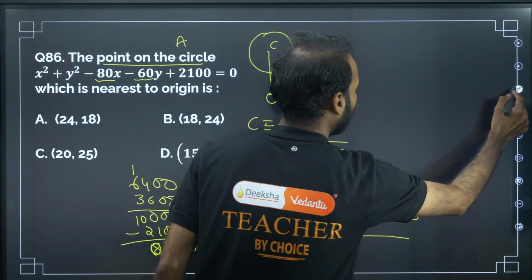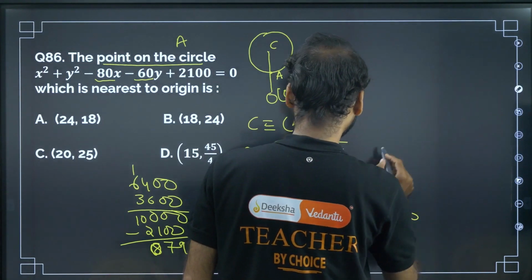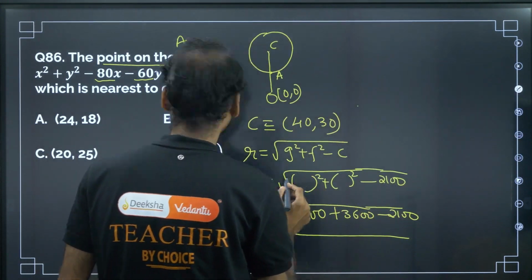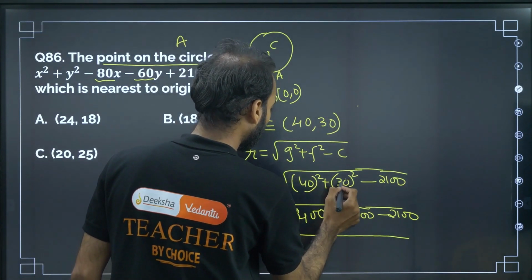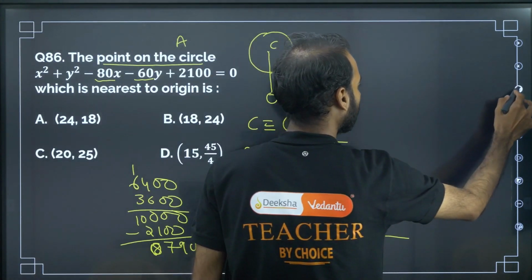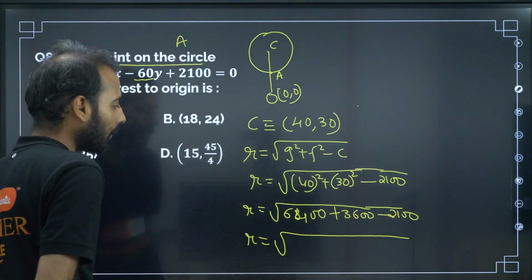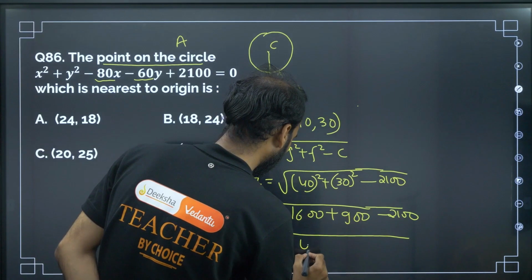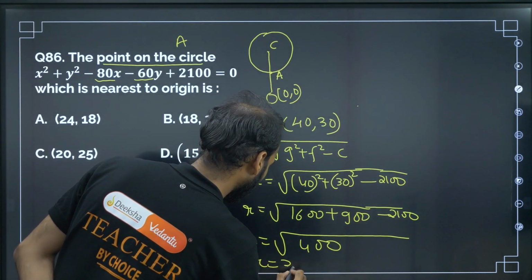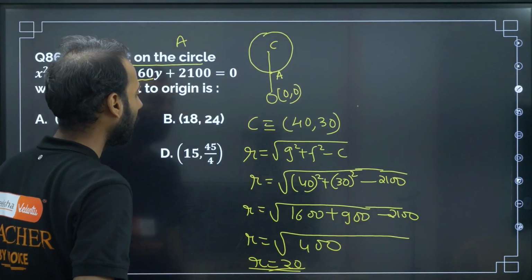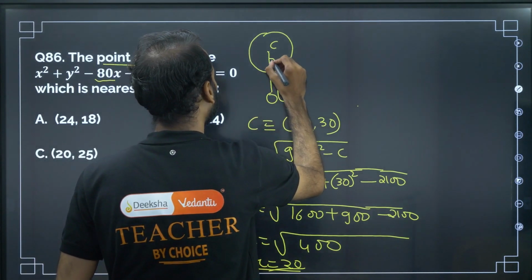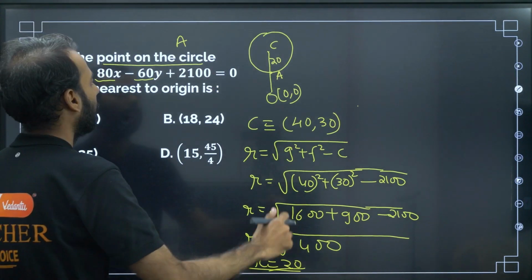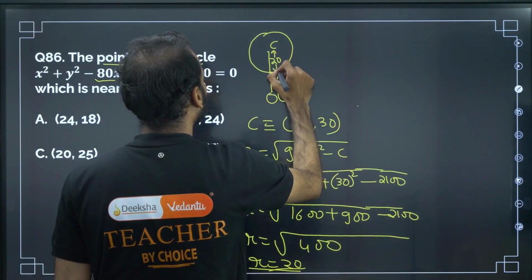Sorry, one mistake I have done. I have to take half also, no? So 40 square, 30 square, 1600 plus 900. So this becomes 400. R is equal to 20. So radius of this circle is 20.